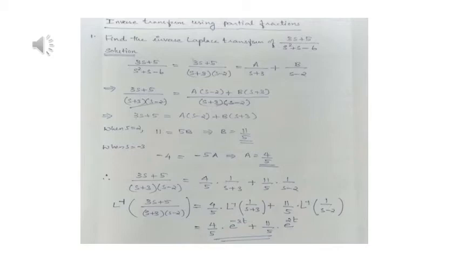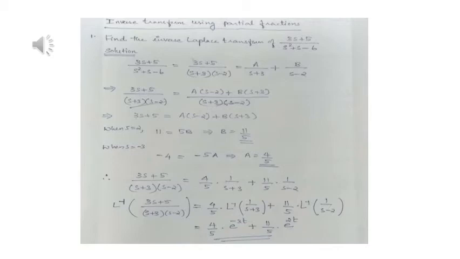So what we do now is factorize the denominator, that is s square plus s minus 6. On factorizing, we can write it as s plus 3 into s minus 2. And 3s plus 5 by s plus 3 into s minus 2 can be written as a by s plus 3 plus b by s minus 2.